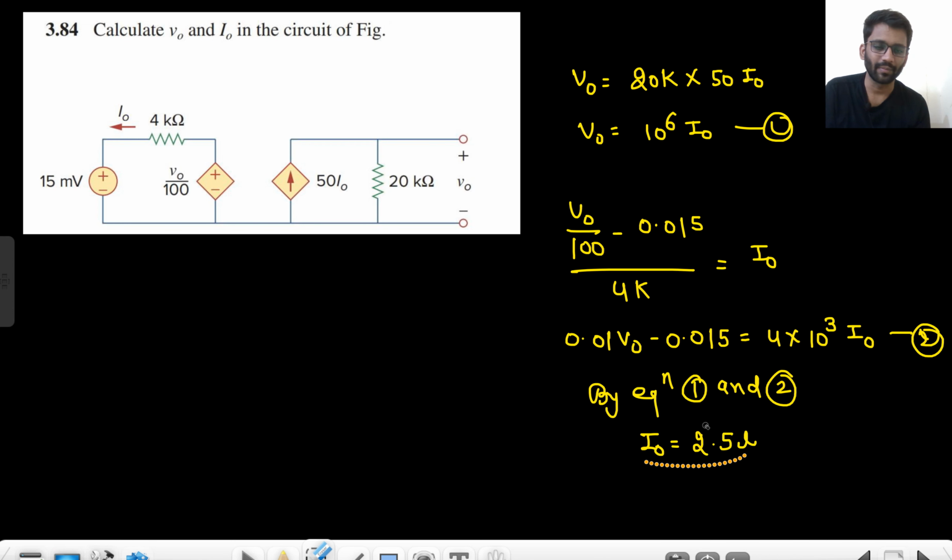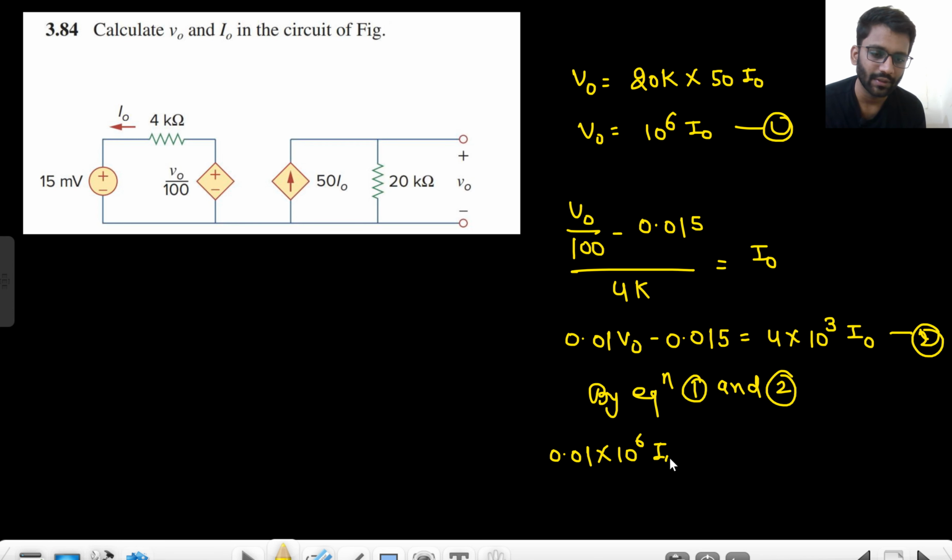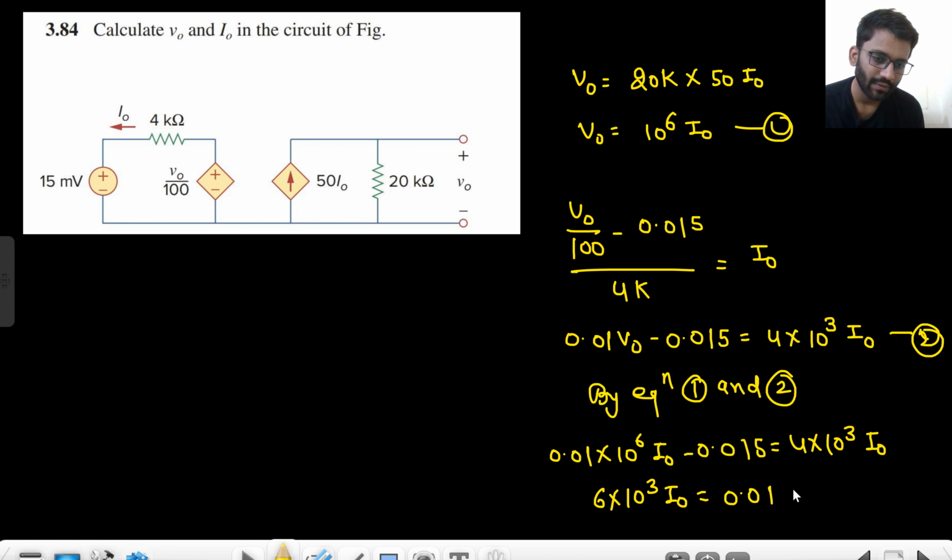Or I think I should solve it here because you guys haven't solved these equations. So 0.01 into what is the value of V naught, that is 10 to the power 6 I naught, minus 0.015 is equals to 4 into 10 to the power 3 I naught. This will be 10 into 10 to the power 3 I naught, right? Because that will be 10 to the power 4. So 10 into 10 to the power 3 I naught minus 4 into 10 to the power 3 I naught will be 6 into 10 to the power 3 I naught is equals to 0.015, right?